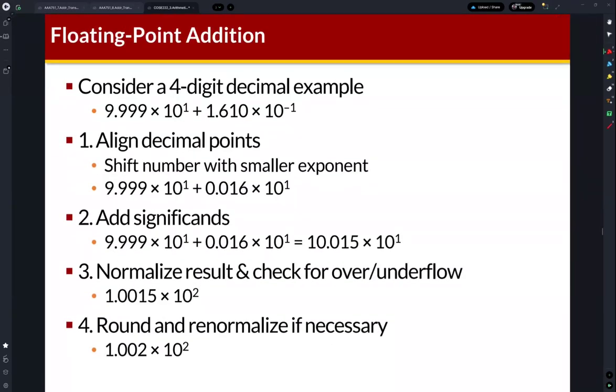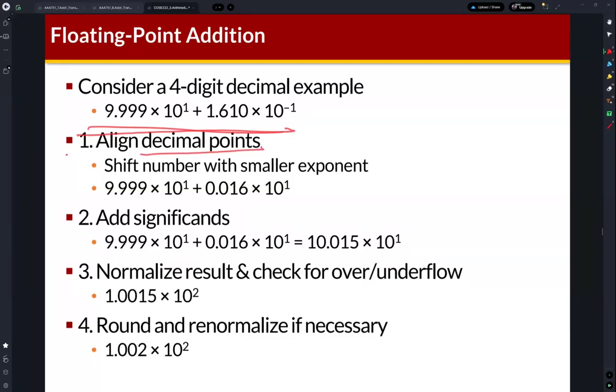And then, let's see how to perform floating point arithmetic. Actually, this is the same. For the decimal number system, we can also perform floating point arithmetic, like floating point addition and floating point multiplication, right? So this is an example, like 9.999 multiplied by 10 to the power 9, and so on. So how can we perform floating point addition in the decimal number system?